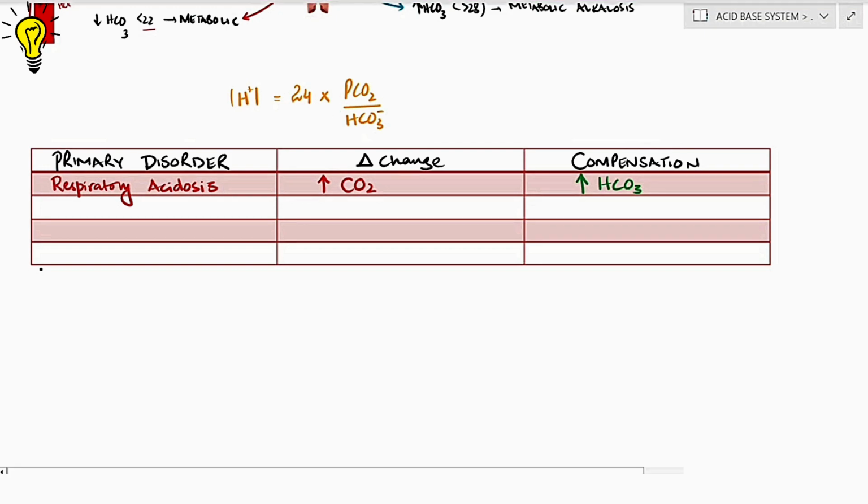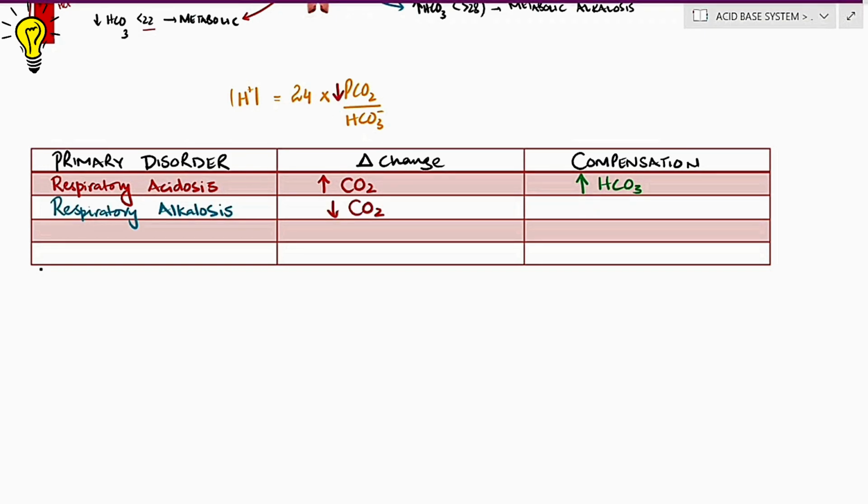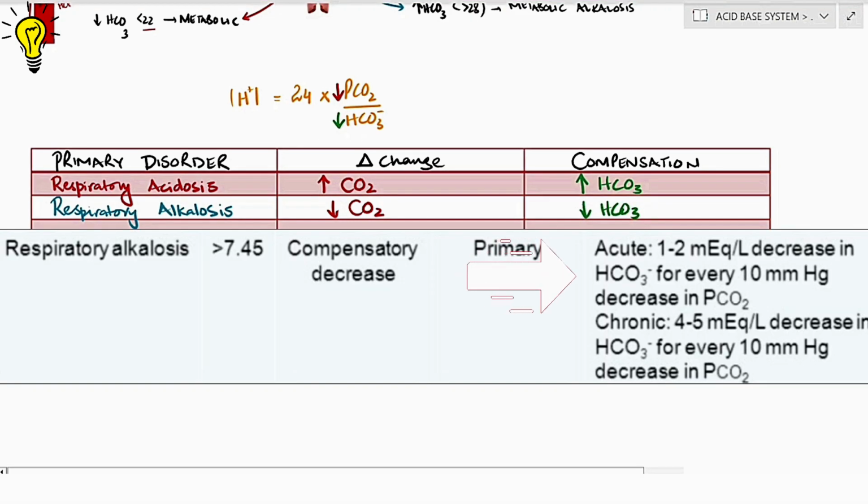In respiratory alkalosis, the primary issue is low carbon dioxide levels, compensated by decrease in bicarb levels. In the acute way, kidneys are still warming up. So bicarb reduction is 1 to 2 milliequivalents per 10 mm of mercury decrease in carbon dioxide. In chronic case, kidneys have fully kicked in now, and bicarb reduction is 4 to 5 milliequivalents per liter for every 10 mm decrease in carbon dioxide.